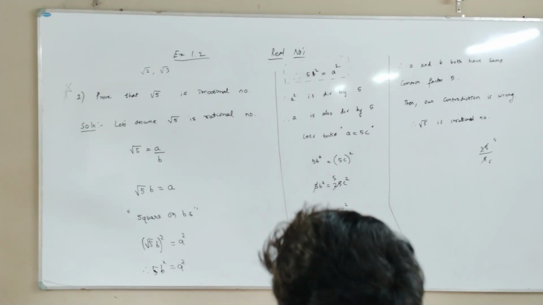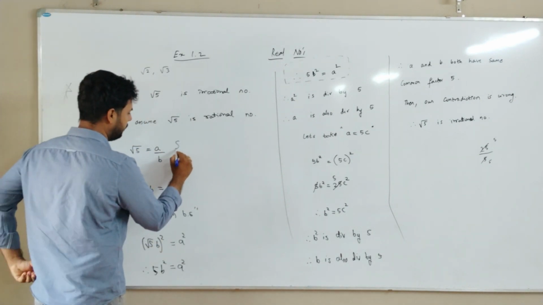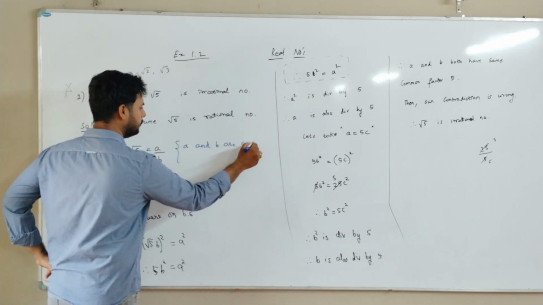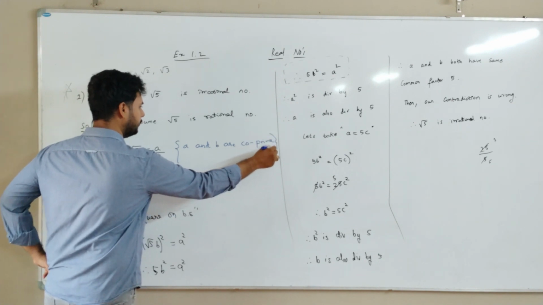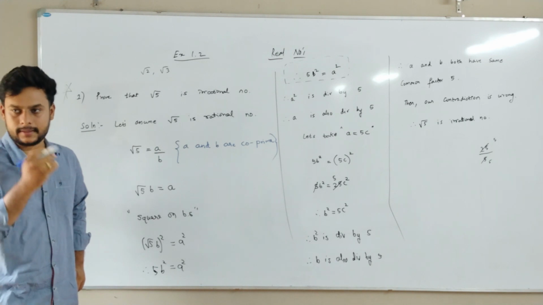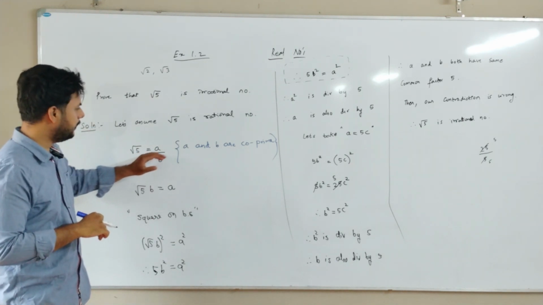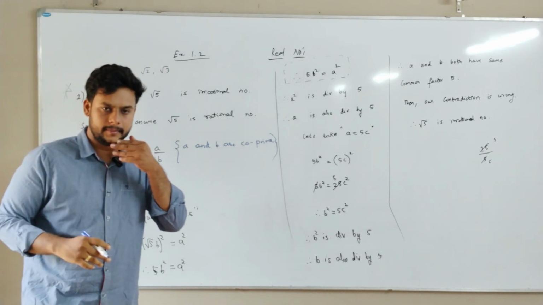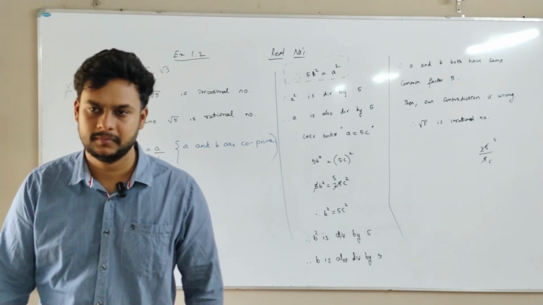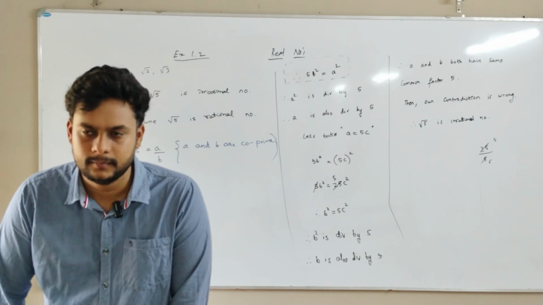Now I will put some logic here. See here, now I understood: a and b are co-prime. Root 5 is equal to a by b; I have considered it as a rational number, so I will take a and b as co-prime. What is the meaning of co-prime? Numbers that don't have any common factor except one. For example, 3 and 4.